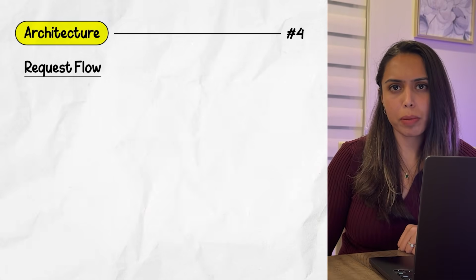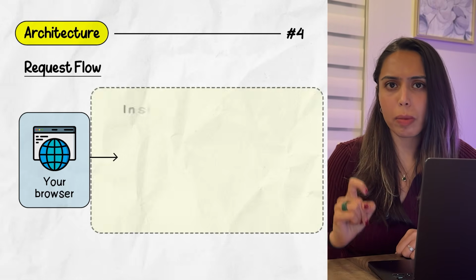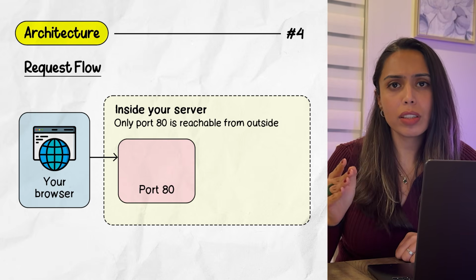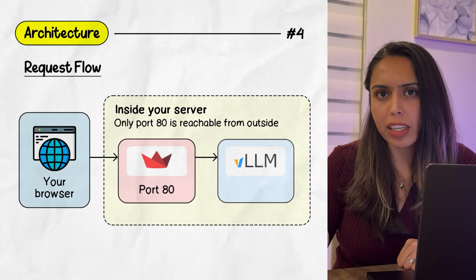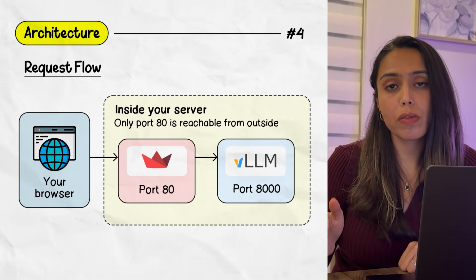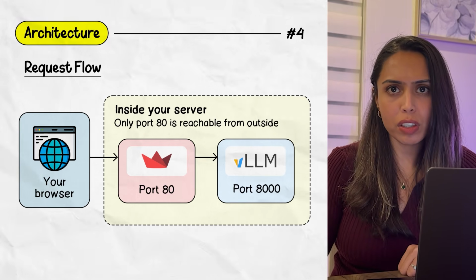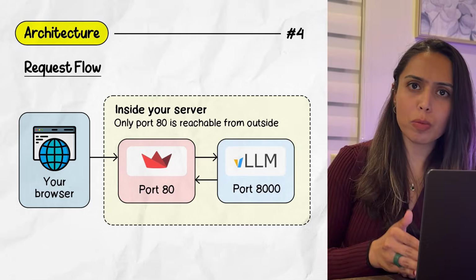The request flow is simple here. Your browser sends a request to this public IP on port 80 where the Streamlit UI application is hosted. Now the Streamlit app communicates with the vLLM engine on port 8000. The vLLM worker runs the GPU inference and then it streams the model response back to the Streamlit app. Now let us start building and validate the architecture in the actual demo.